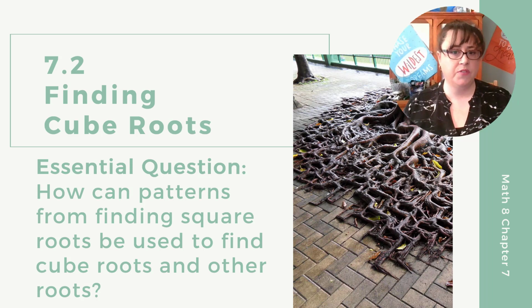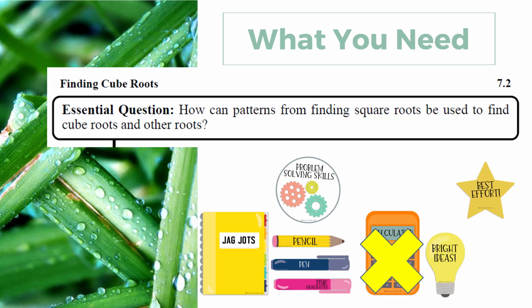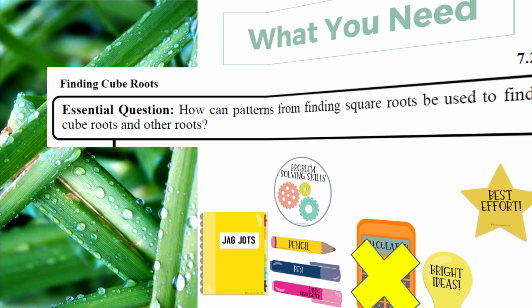Our essential question for today is, how can patterns from finding square roots be used to find cube roots and other roots? Today you will need your Jaguar dots on section 7.2, a pen or a pencil. You may find a highlighter useful, but leave those calculators behind and replace it with a multiplication table if you need it. Make sure you bring your bright ideas, your best effort, and as always, your problem-solving skills.